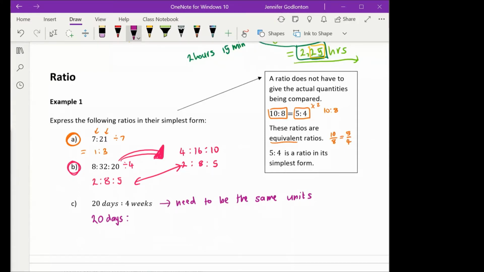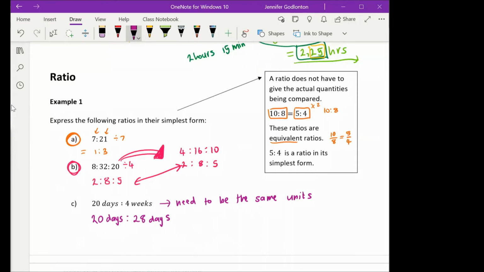Yes? 28. There would be 28 days. Exactly. So our first mission is we want to compare them to the same units. So we want to have days and days. And then we can simplify them. So what would our final answer be over here?